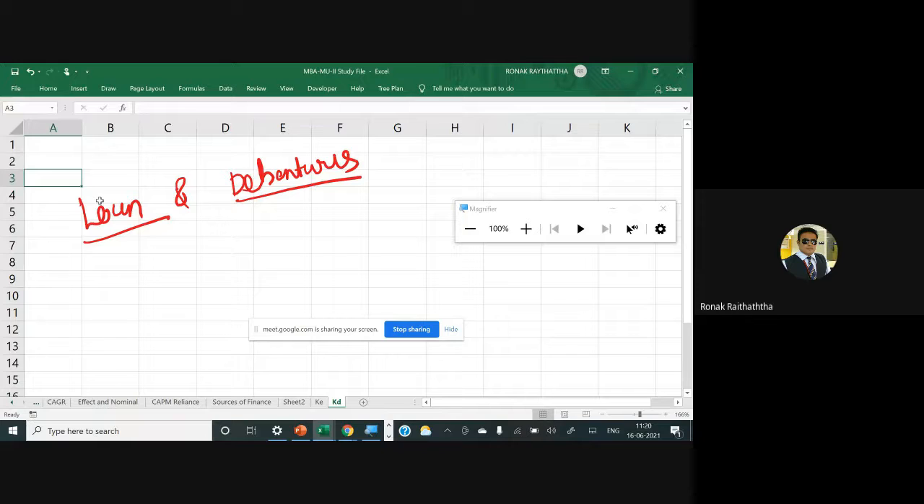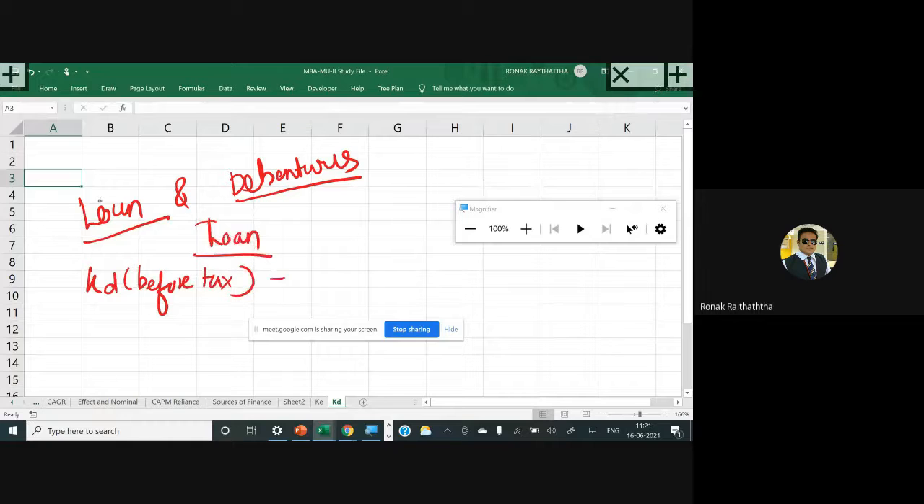So whatever KE we got, the cost of equity, was already after tax or before tax, whatever the case may be. But here there will be differentiation of before tax and after tax. So KD before tax, right now I'm talking about loan, you may write it along with me, will be the interest rate. Interest rate, as simple as that.